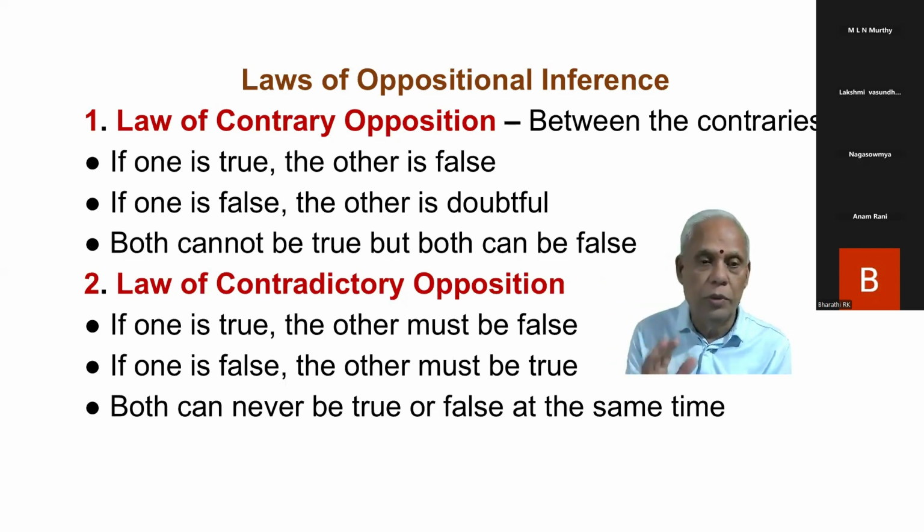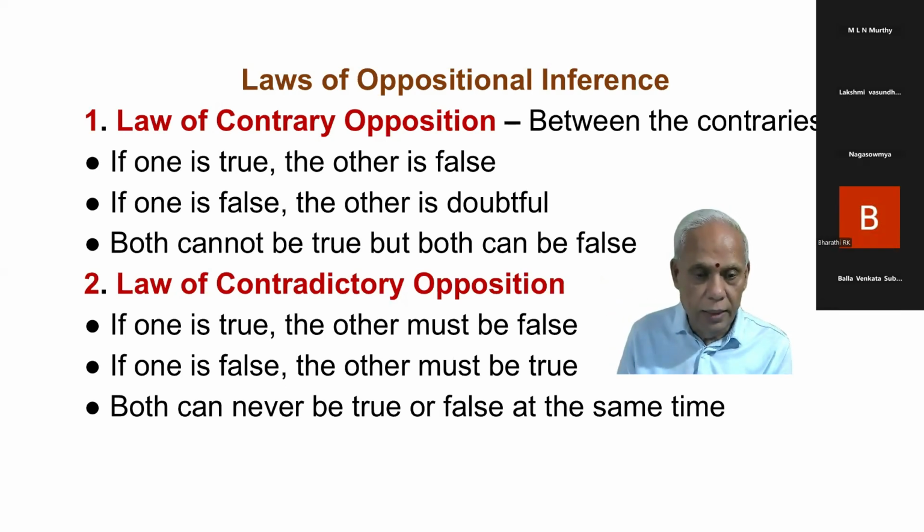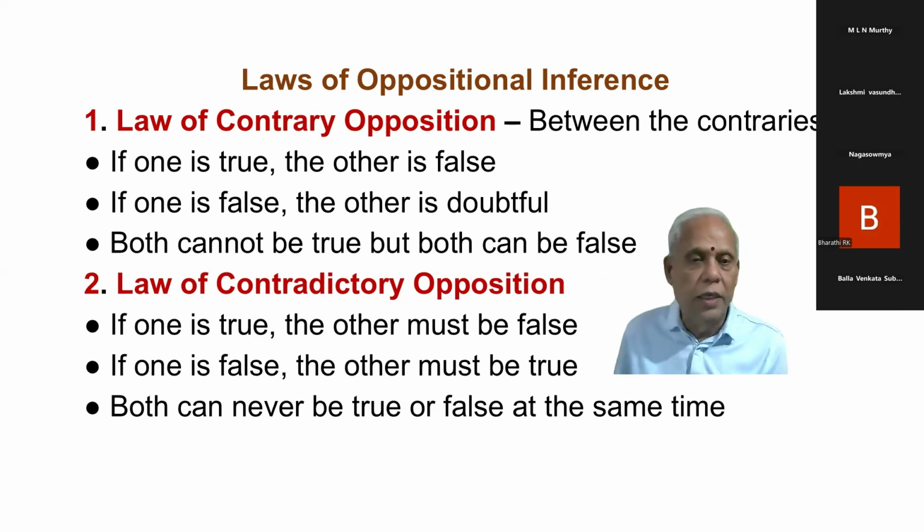This is one relation between A and D. And then, if one is false... suppose this here is we have all men are good. I say all men are good. Then what happens to E, all men are not good? It is definitely false if all men are good is true.